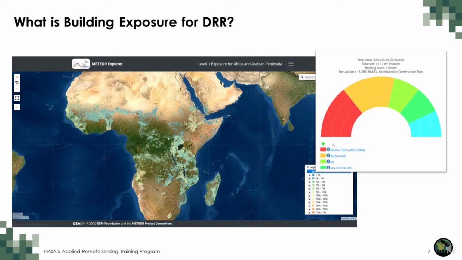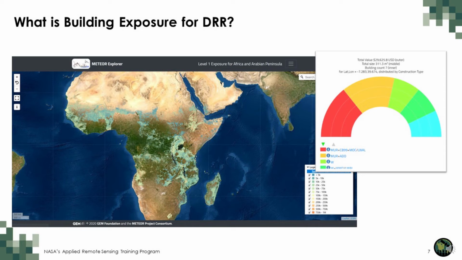So here's an example posted by the GEM Foundation, that's Global Earthquake Model Foundation in Italy, that produces open earthquake models for the entire world. They've served the data that we've come up with in the Meteor project, which is data for about 47 countries. And here you can see most of Africa and a gridded data set there that's at the 15 arcsec resolution.